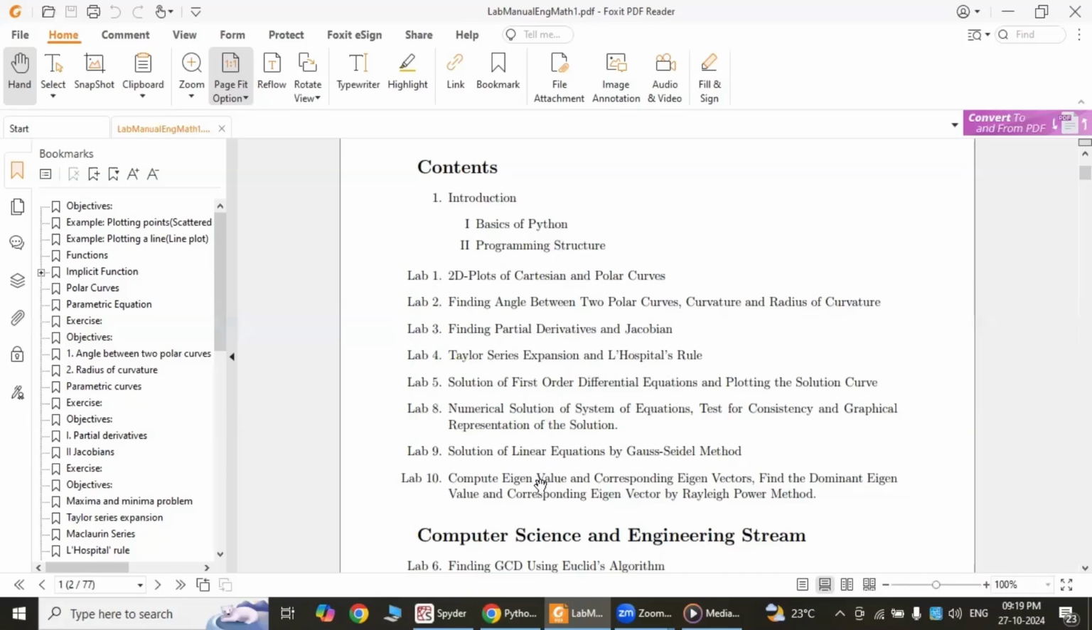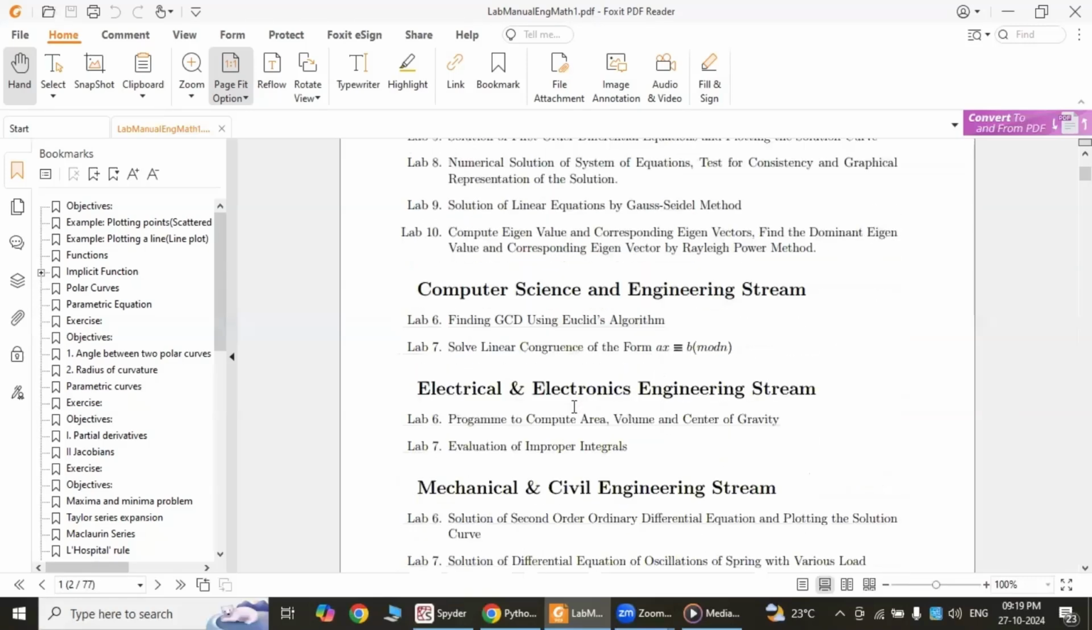Lab 6 to 10, these cover various numerical methods and linear algebra concepts, including solving systems of equations, finding eigenvalues and eigenvectors, and using numerical methods for differential equations.